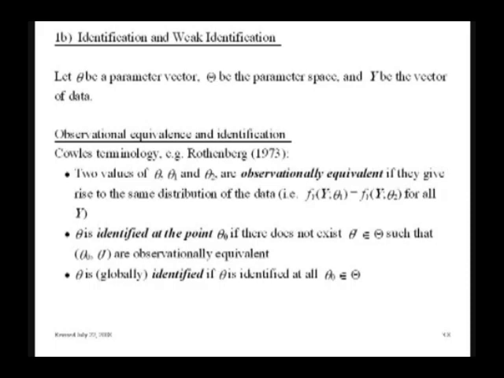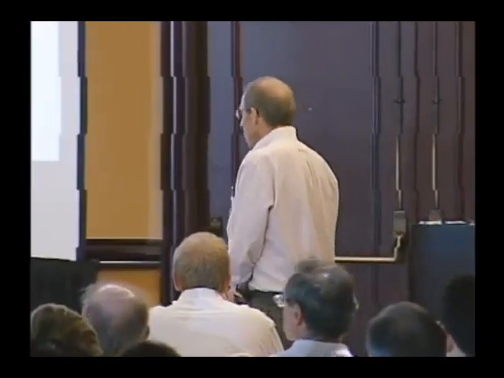Go through the definitions of identification and observational equivalence. So theta is going to be the parameter vector, capital Theta is the parameter space. Two values of the parameter vector, theta 1 and theta 2, are observationally equivalent if they give the same distribution of the data. Well, that makes a lot of sense. If they give the same distribution of the data, then you're not going to be able to shift it around or distinguish between the two different points.